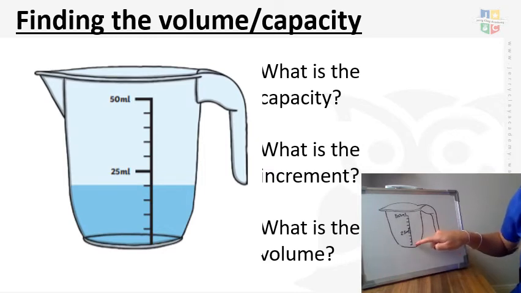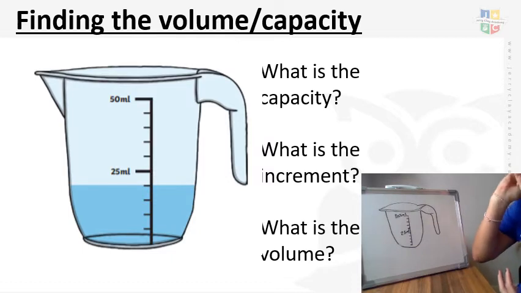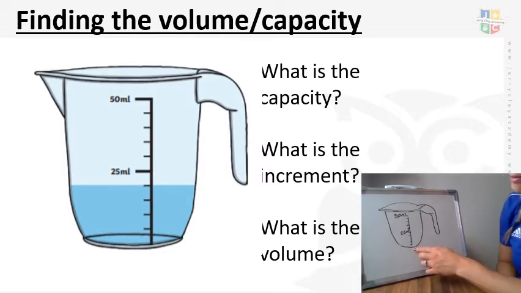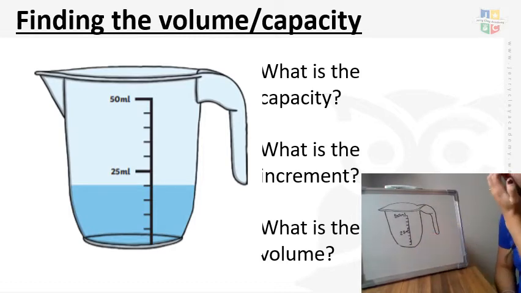0, 1, 2, 3, 4, 5. Oh, that says 25, so I need to go bigger. So let's go 2s. 0, 2, 4, 6, 8, 10. It's going to be bigger than that. So let's go up in 10s. 0, 10, 20, 30, 40, 50. It's too big, so I need to think of a number that is between 2 and 10.